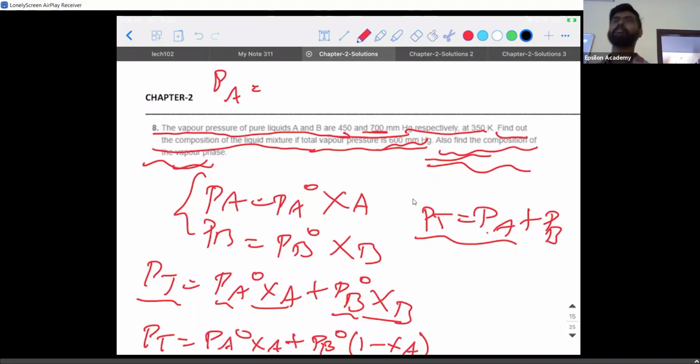Same, they are talking about the same system only, A and B in the vapor phase, that's it. So PA will be equal to P total into YA, PB will be equal to P total into YB. Now PA, P total, everything is same as we used in the previous case.